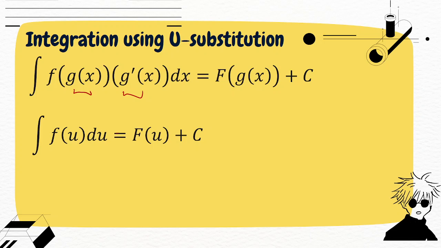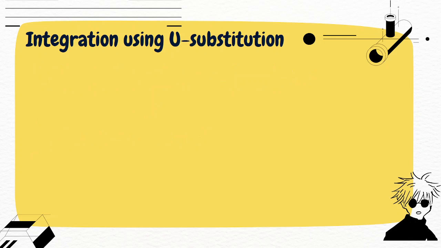Let's use U-substitution in an example. For example, we have this function: the integral of x times the square root of x plus 3. Just like what I have said, we cannot distribute x from here to the other part. So what are we going to do? If we cannot distribute, what can we do? Use U-substitution. Yeah, very good.